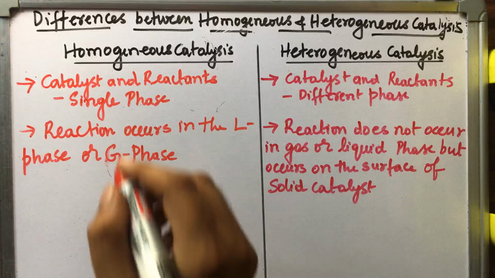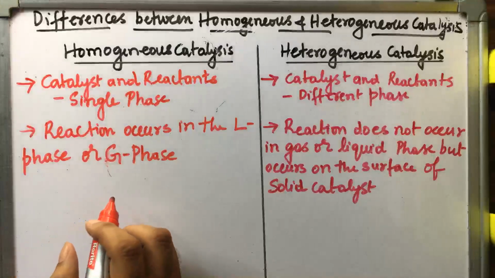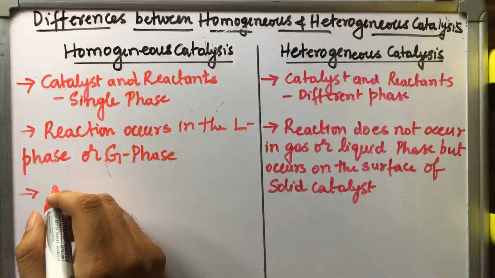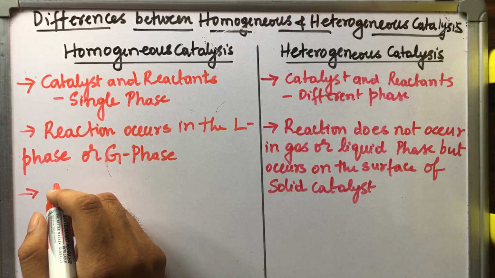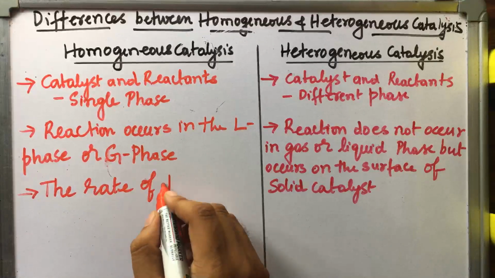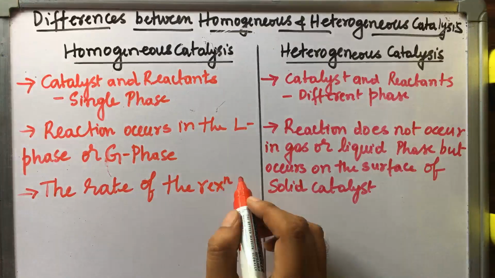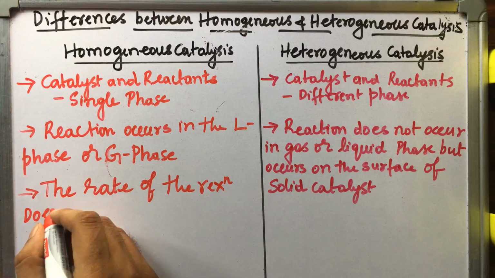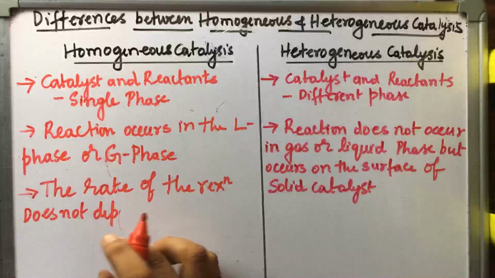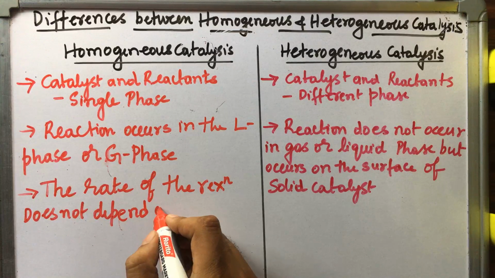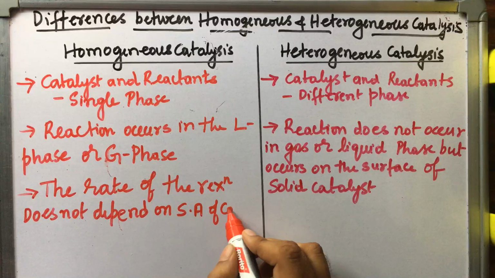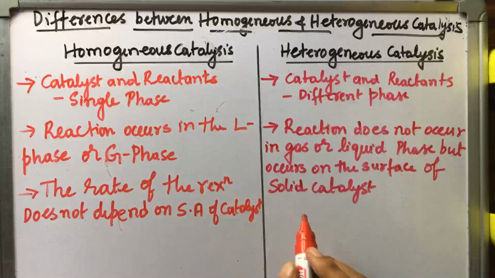Now, since homogeneous catalysis takes place in a single phase, the rate of the reaction does not depend on the surface area of the catalyst. I think this point is clear. I'll write in short: rate of reaction does not depend on surface area, SA, surface area of catalyst. Is it clear, students?